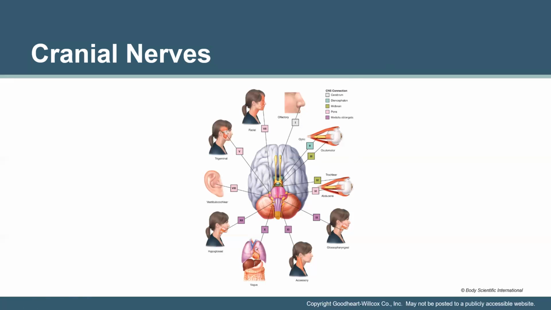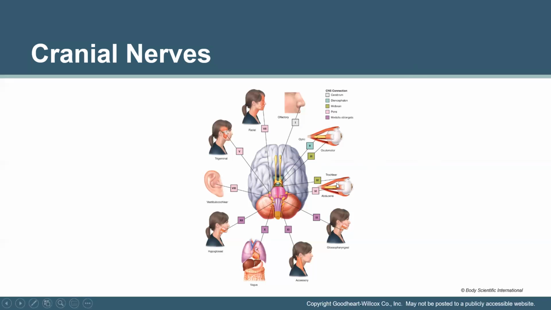Both are sensory, by the way, only sensory. They just pull information in. Cranial nerve number 3 is the oculomotor nerve, and this has both functions, both sensory as well as motor, and it is responsible for eye movements.